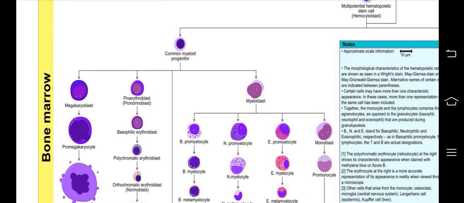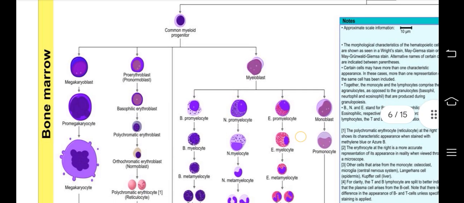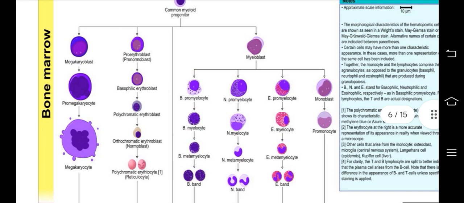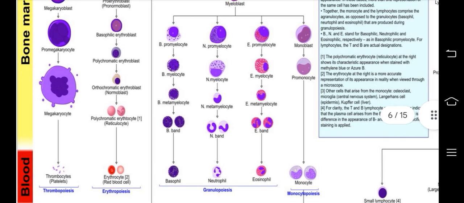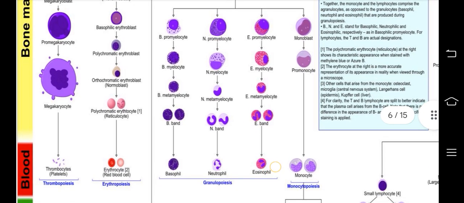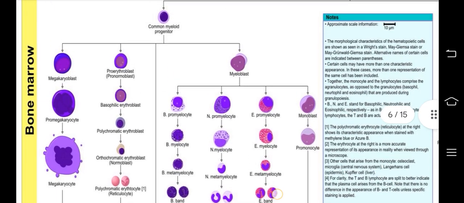Then proerythroblast, pronormoblast, basophilic erythroblast, polychromatic erythroblast, orthochromatic erythroblast or normoblast, polychromatic erythrocyte, reticulocyte, erythrocyte, red blood cell, erythropoiesis.